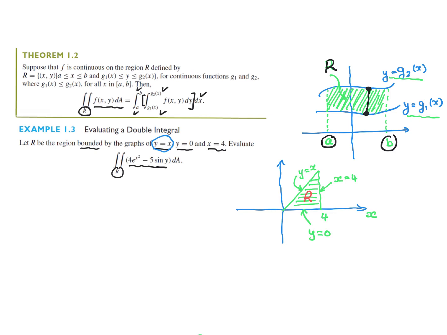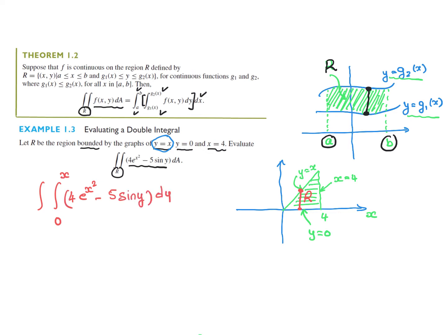Well, we can do that integration by doing the following. We will integrate with respect to y from y equal to 0 to y equal x. So 4x squared minus 5 sine y.